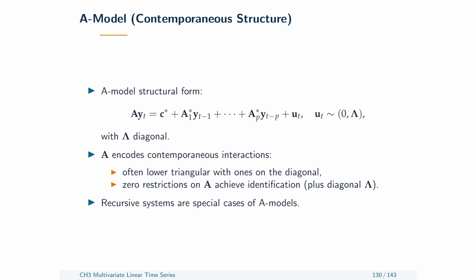The A model places restrictions on a contemporaneous matrix, multiplying reduced form innovations, and assumes a diagonal covariance for structural disturbances. It is natural when equations describe simultaneous relations. Recursive systems are special A models, commonly normalized with ones on the diagonal and zeros chosen by theory.